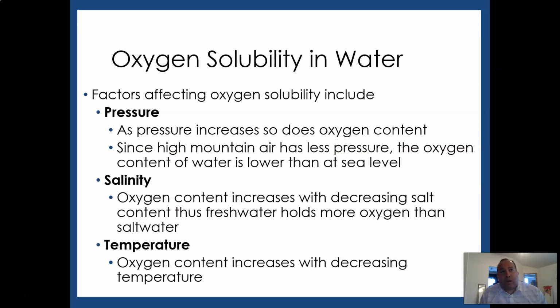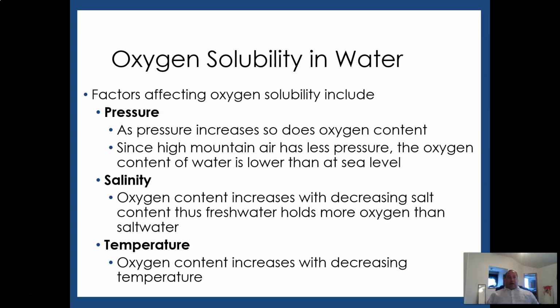So what can help us manage this idea of oxygen and making sure that we have enough of an oxygen source and not too much of an oxygen sink? There are three big factors in terms of oxygen solubility and how we make sure that we have enough oxygen in our water. The first one is pressure. As pressure increases, so does oxygen content. Since high mountain air has less pressure, the oxygen content of water is lower than at sea level.